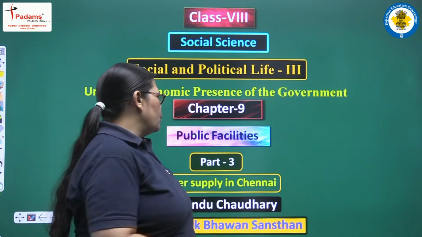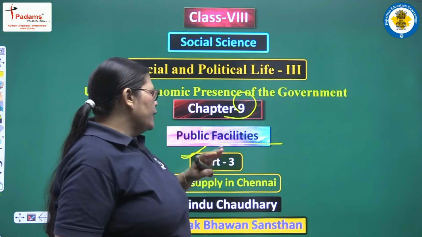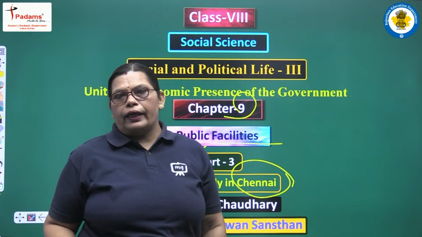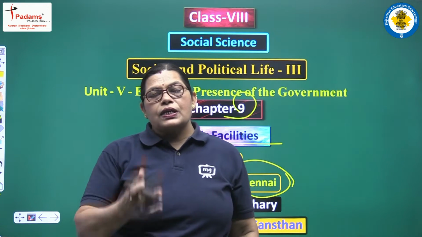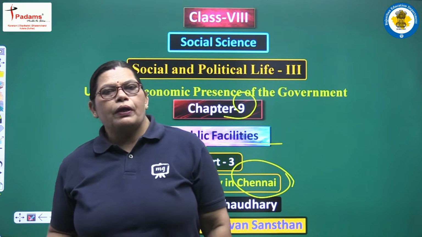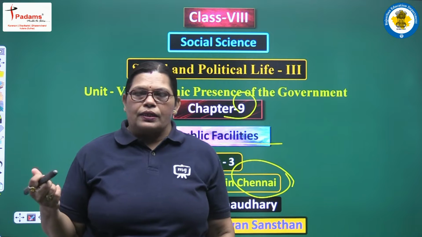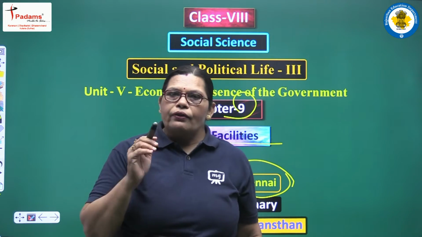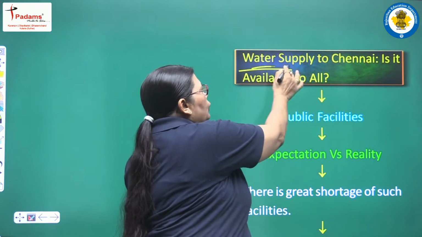So let's start today's part 3rd of chapter 9, public facilities, water supply in Chennai. Because we are considering an example of Chennai here, Amu and Kumar are going in a bus and they see different colonies, sometimes posh colonies, sometimes slum areas, and sometimes flat areas also. We discussed all this in our part 1st. So today in part 3rd we will discuss the water supply to Chennai.